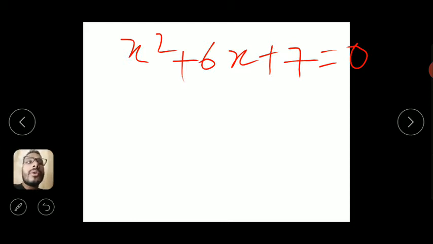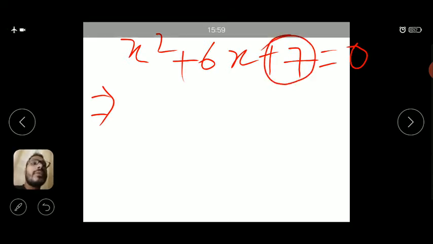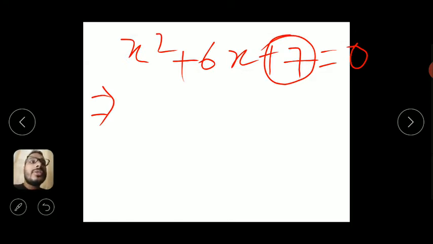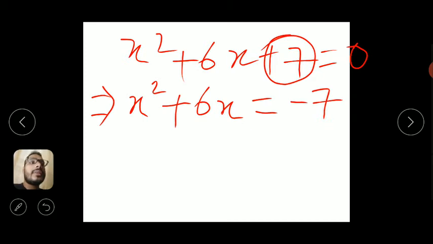So how do we go about that? First of all, we have to see the constant part of this equation. The constant is plus 7, right? So the first step is to shift or transpose this plus 7 to the right hand side. So we get x square plus 6x is equal to minus 7.